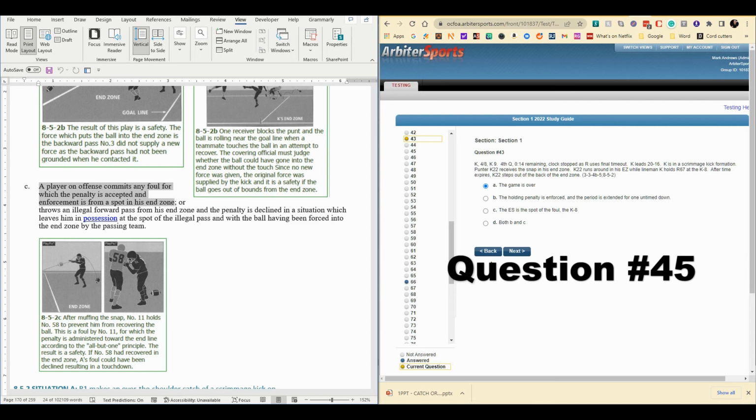So the enforcement spot is from a spot in his end zone. Therefore, it's a safety anyway. It doesn't matter whether they accept or decline. It's a safety. And when we have a safety, we do not extend the period for an untimed down. So the answer is A. The game is over.